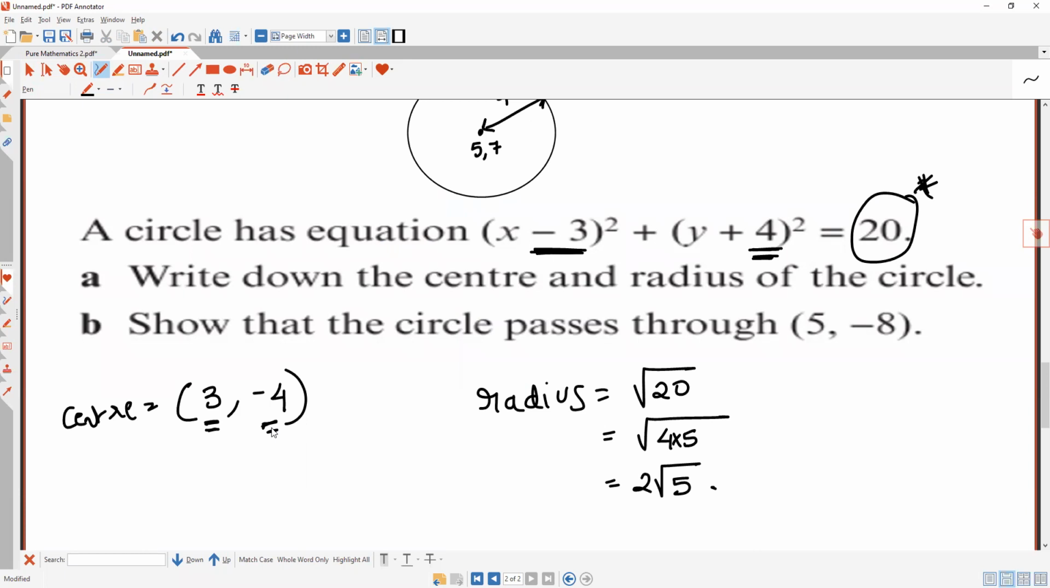Okay, now the radius part. Usually in the top of radius, there is supposed to be a square. We always write it like this, but there is no square here. Since there is no square here, we are going to write it as root of 20 as your radius. Understood? And root of 20 is 2 root 5. If you put that in your calculator, you will know.